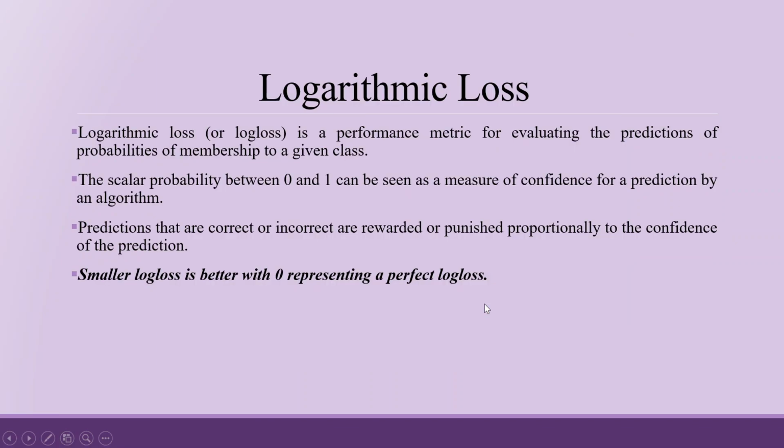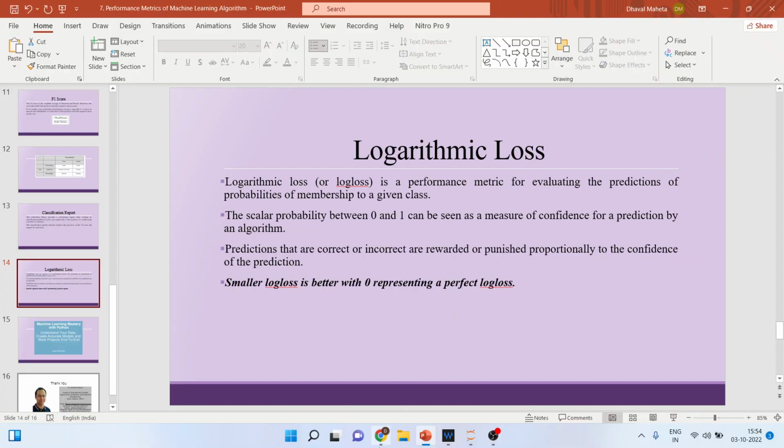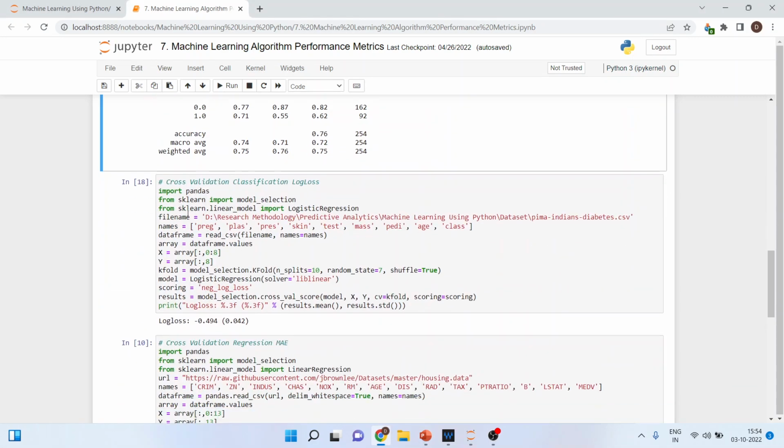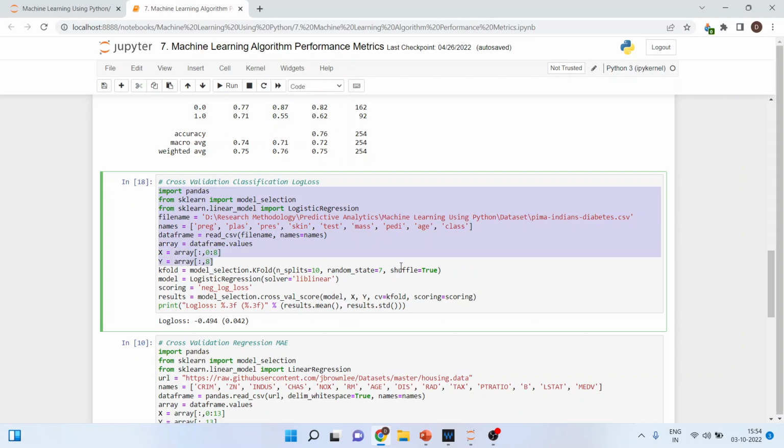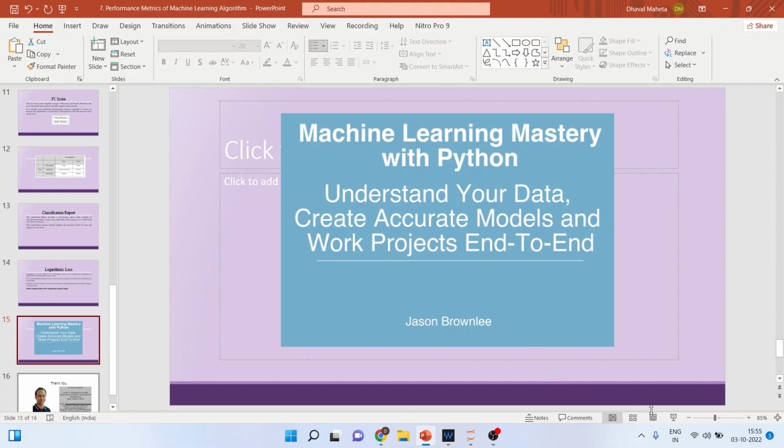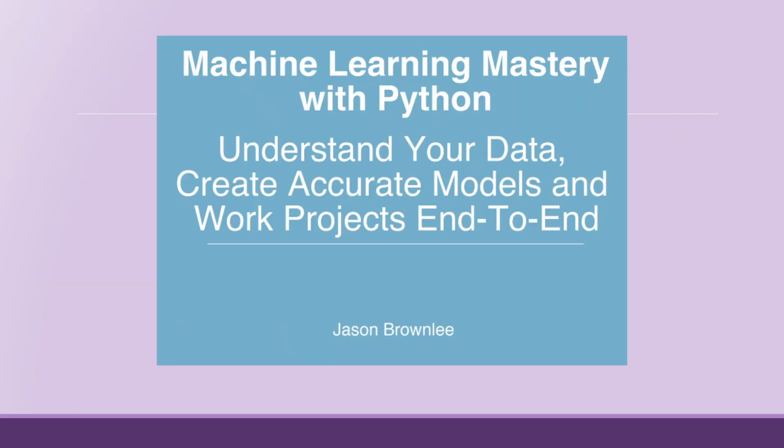How can we do this? Let's see in Jupyter Notebook. Import pandas. Everything else remains same. The only thing is now the scoring mechanism will be negative log loss. And then when we run print, the result is log loss minus 0.494, which is quite near to 0, which is considered to be quite good. So this was all about classification metrics.